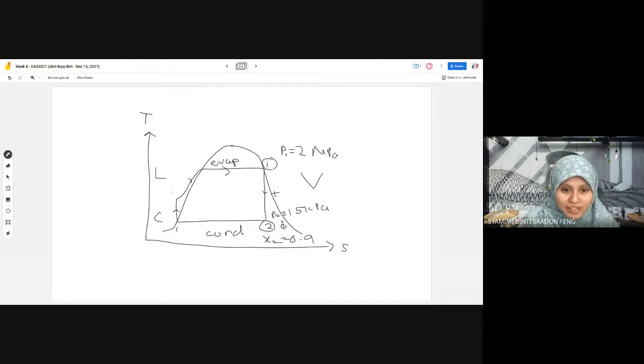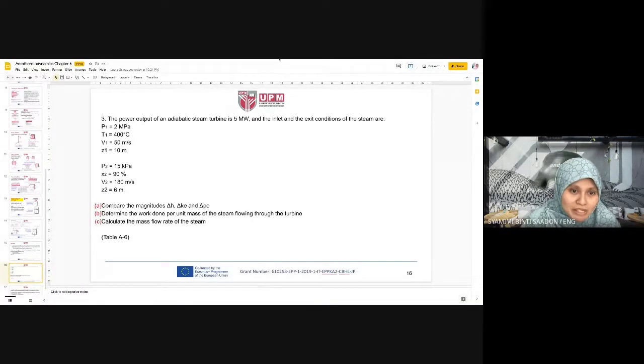Okay, so you can try to locate each point so that you understand the process. So what else? Z okay, V okay. You can look at the information data given here also. V1 is 50 meters per second and V2 is 180 meters per second.